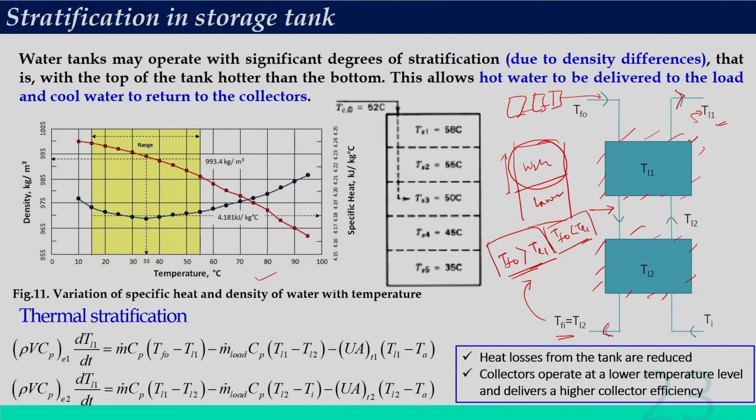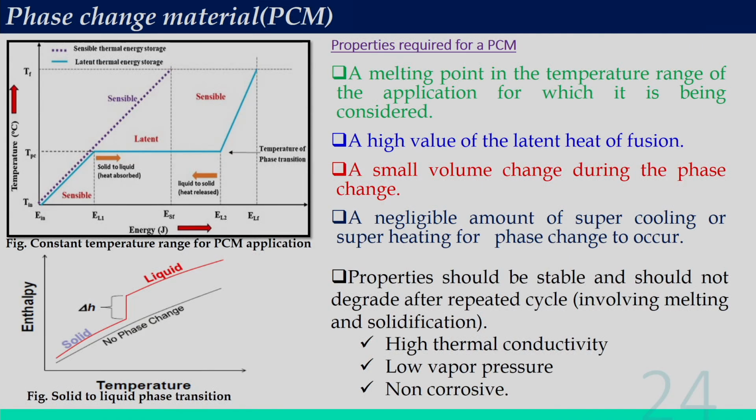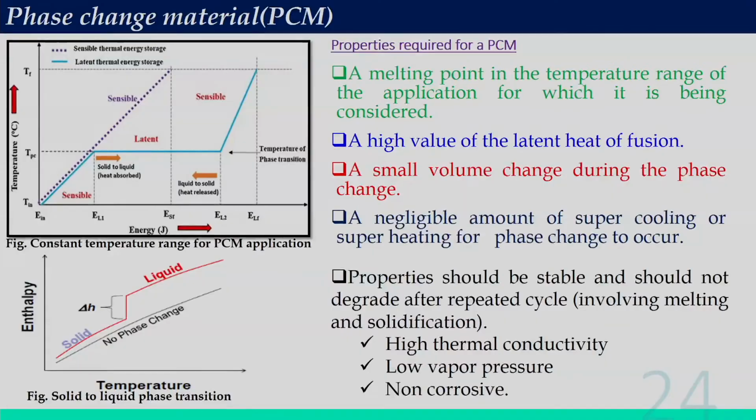Heat losses from the tank are reduced, and these collectors operate at a lower temperature level and deliver a higher collector efficiency. Okay. So now come to the phase change material. Here, in the first figure, this dotted line shows the sensible heat storage system, so there is no change of phase.